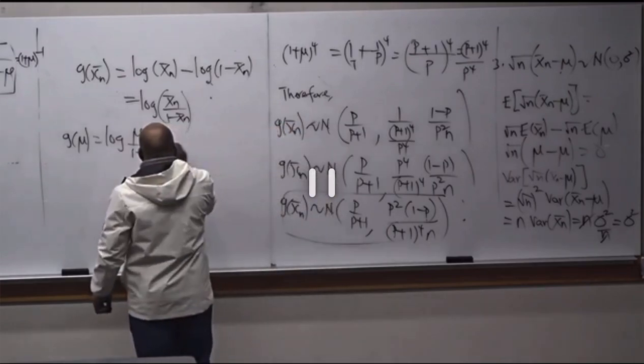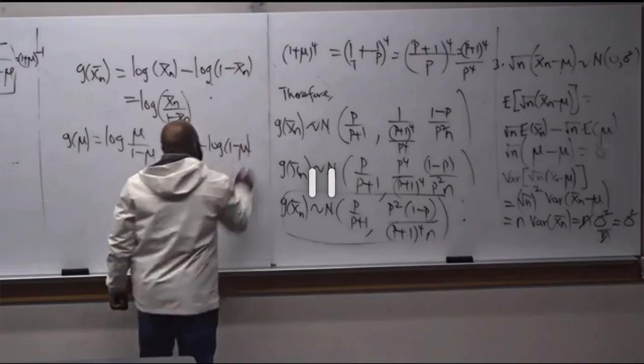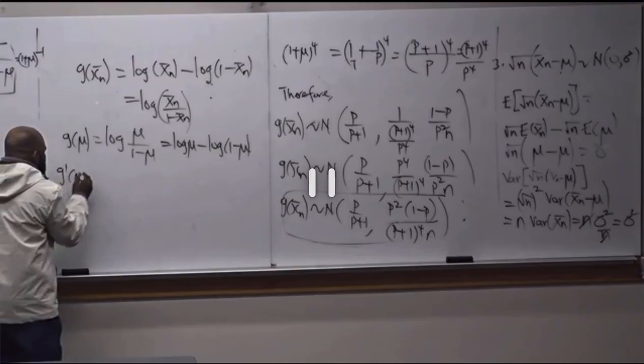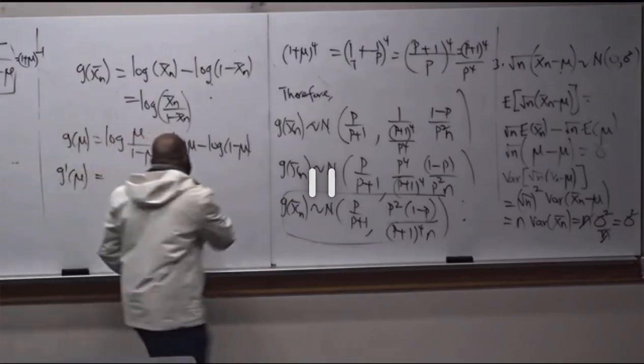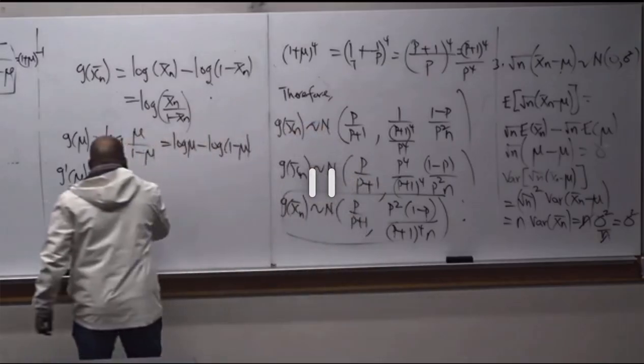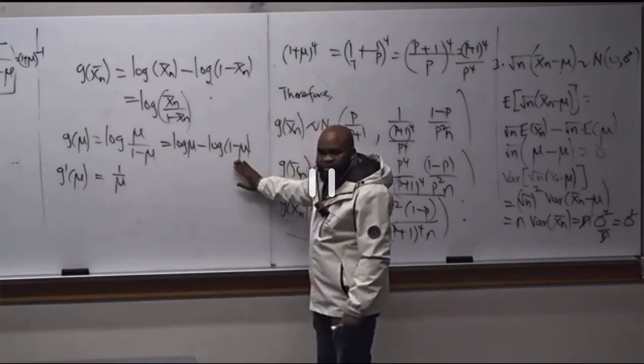Okay, now, this is the same thing as log mu minus log of 1 minus mu. So these are natural logs. Now let's look at the derivative. What is the derivative of a natural log? That's 1 over mu, right? It's a natural log, so 1 over mu. What is the derivative of this guy?